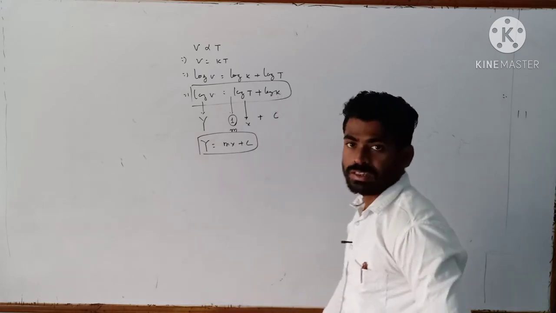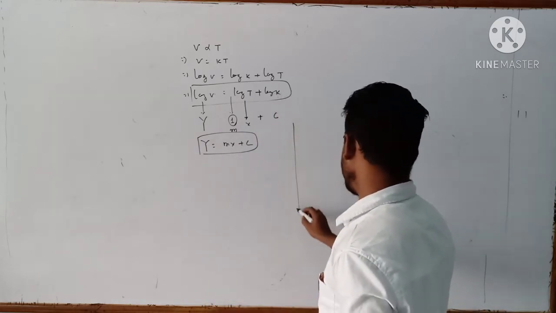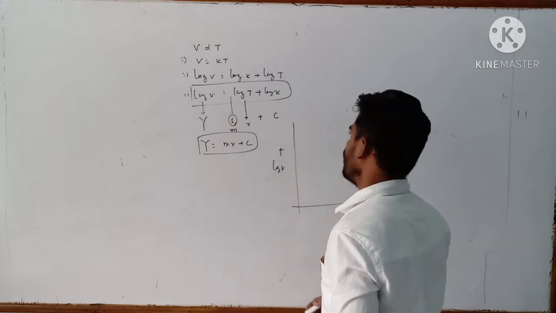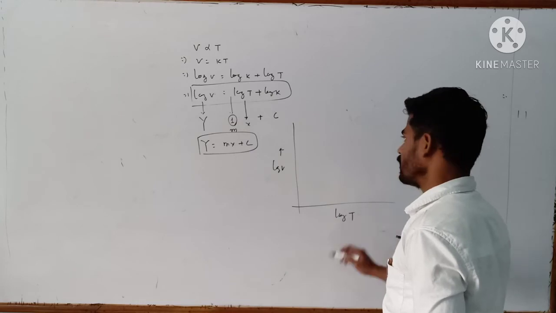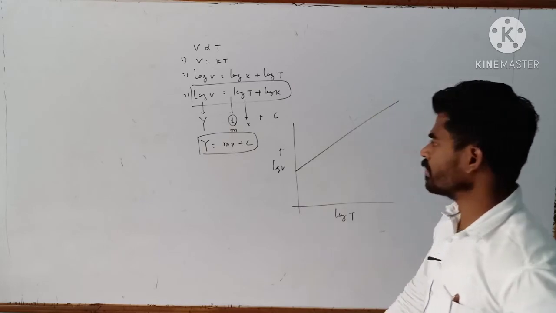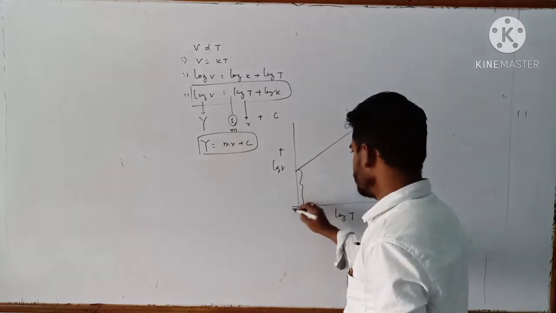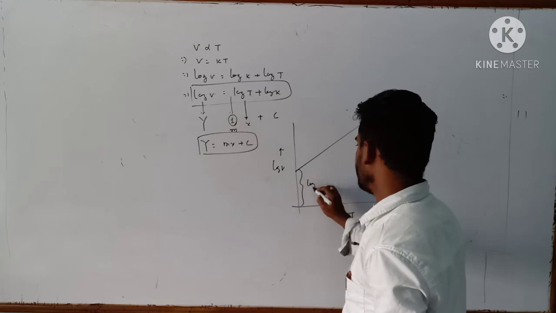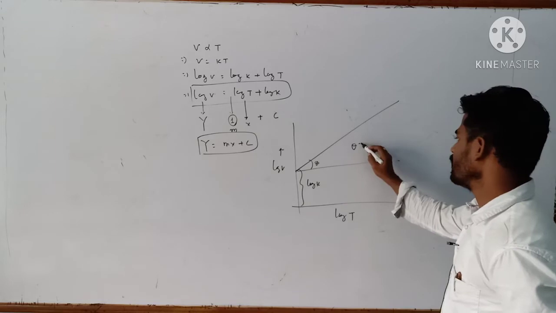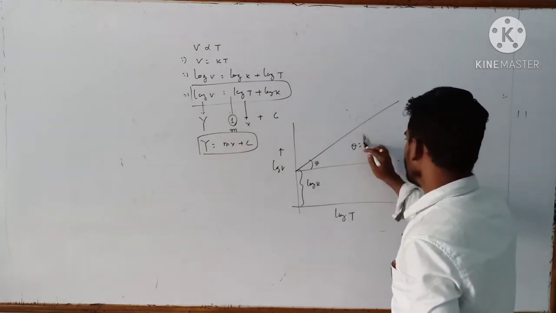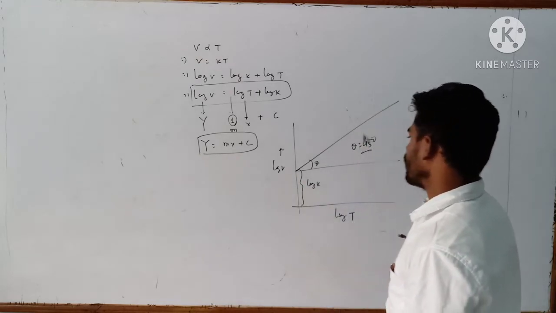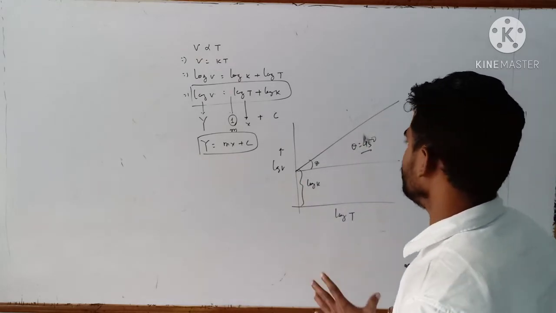So you know what is the graph of this line? If I draw a graph between Y and X, that is log V and this one is log T. Y is equal to mx plus C, so its curve is like this. This one is C, that will be log K. And this slope will be theta, that will be tan 45. Theta is equal to 45 degree, that is slope. So this is the graph between log V and log T.